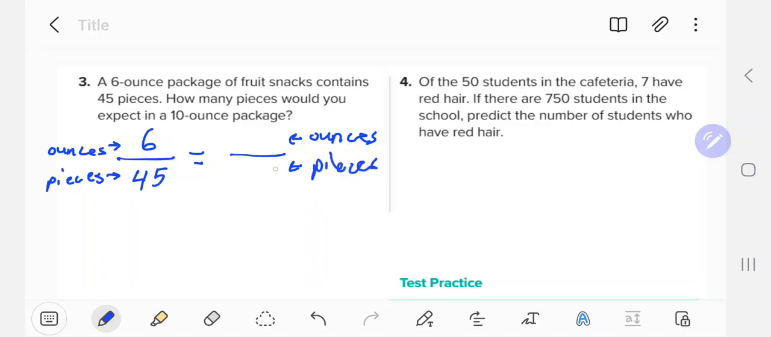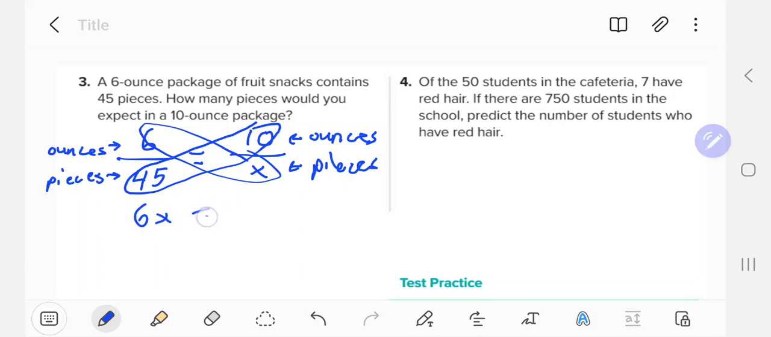Well, they say how many pieces, so I know that's my x. And it said, would you expect in a 10-ounce package? So that's going to be 10 ounces right there. And then we get to solve the proportion. Now, we can solve the proportion in a variety of ways, but the foolproof method, if you learn this, you'll always be able to do it, is to cross multiply. So we know that cross products are always going to be equal. So we would get 6x equals 45 times 10, which is going to be 450.